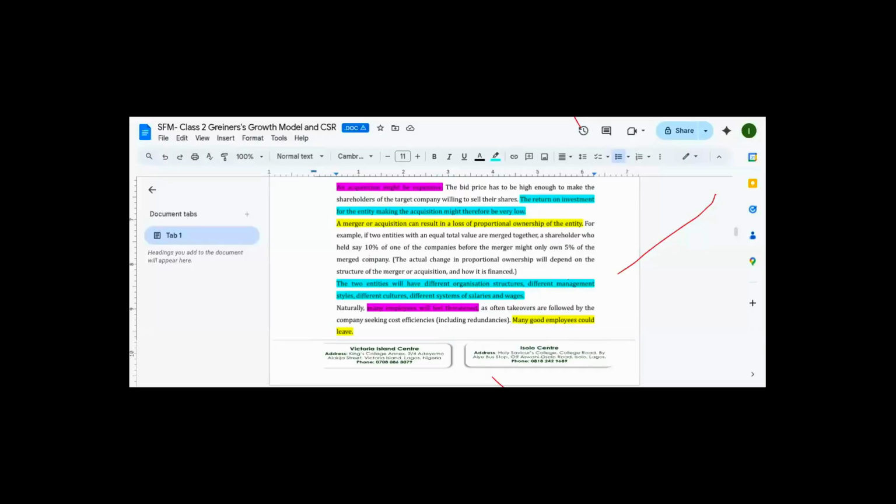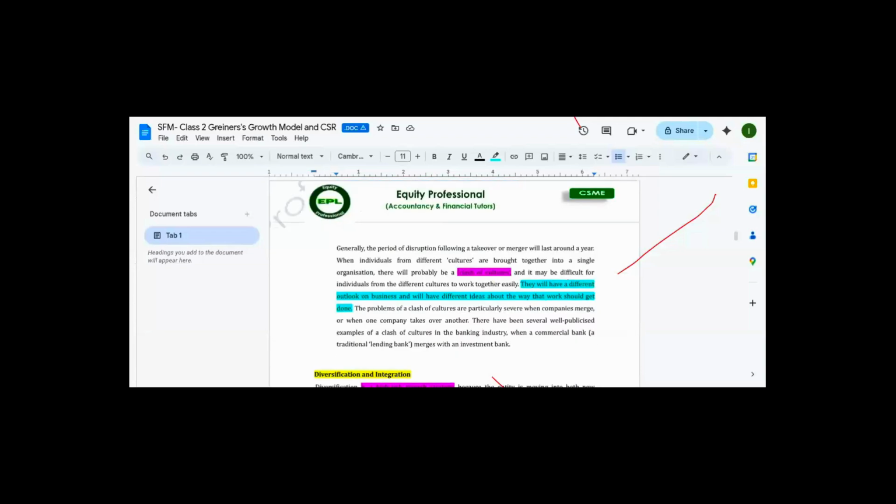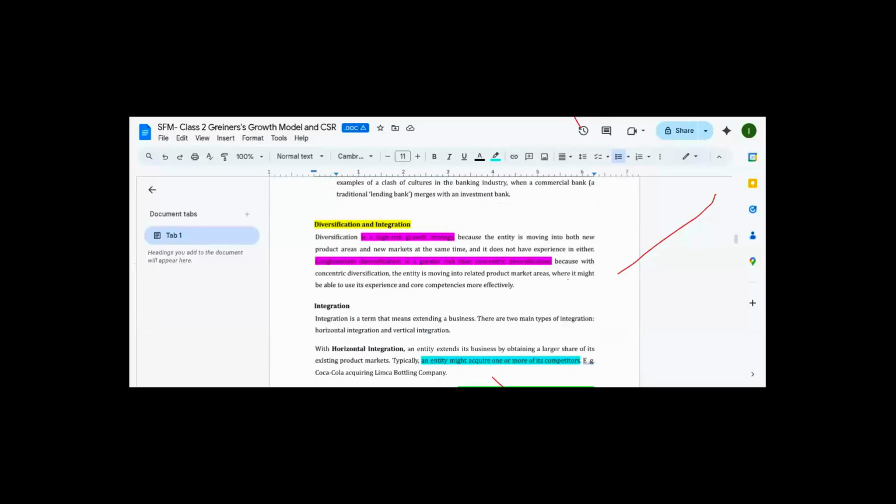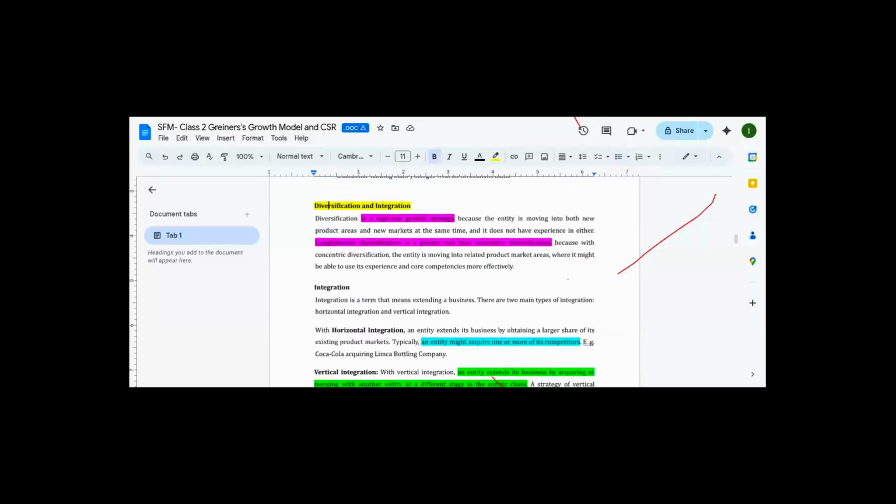Another major disadvantage, which causes a lot of crisis, is that the two entities have different organization structures, different management styles, different culture, different systems of salary and wages. So all these issues have to be resolved. So we have so many disadvantages of merger and acquisitions that I put there. So let's proceed to diversification and integration.